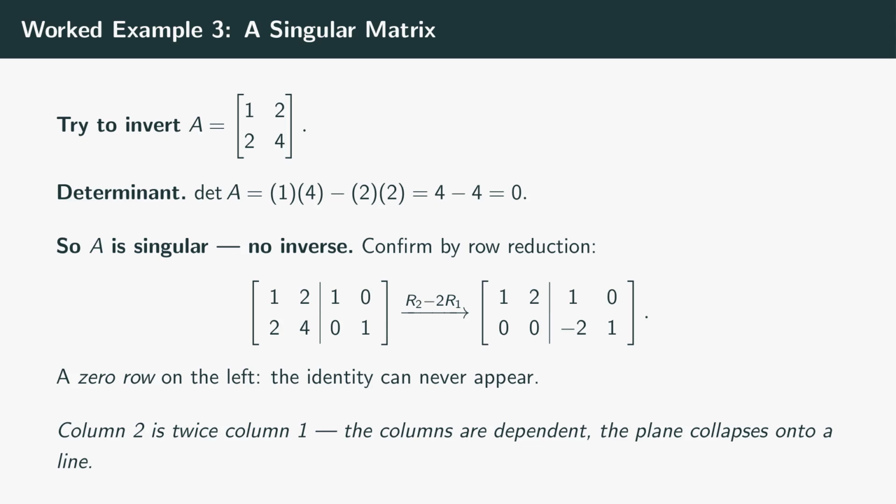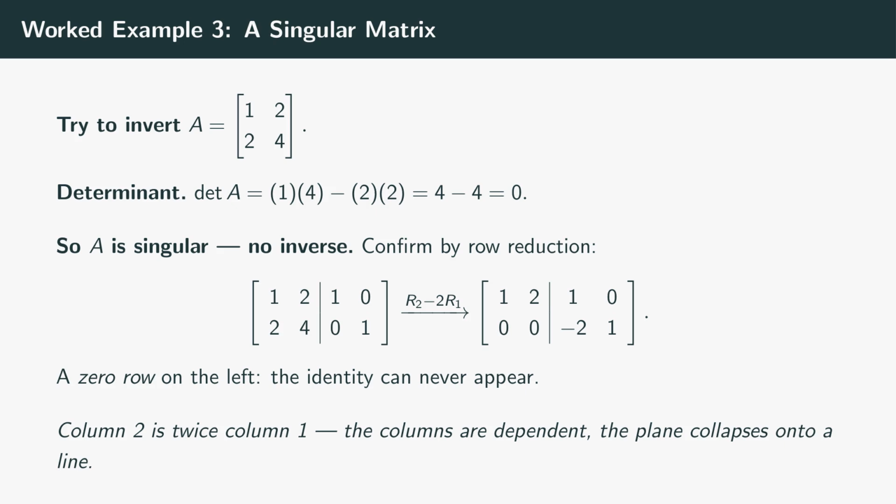Last example, a matrix with no inverse, so you recognize the failure. Try to invert A with first row 1, 2, and second row 2, 4. First the determinant, 1 times 4 is 4, 2 times 2 is 4, and 4 minus 4 is 0. The determinant is 0, so A is singular and has no inverse, full stop. Let's watch the Gauss-Jordan method fail to see what singular looks like in the algorithm.